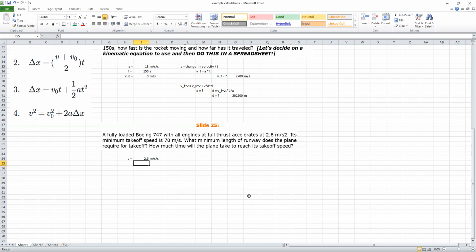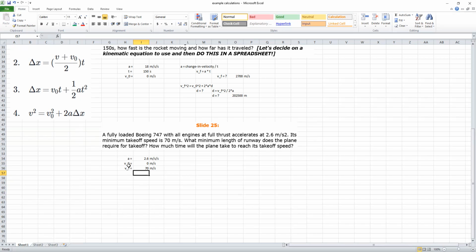In other words, we know that it started from rest, 0 meters per second. We know it has to reach at least 70 meters per second. And we want to know, how do we get up to that point? So it says, what minimum length of runway does the plane require for takeoff? So D equals question mark, or delta X equals question mark.